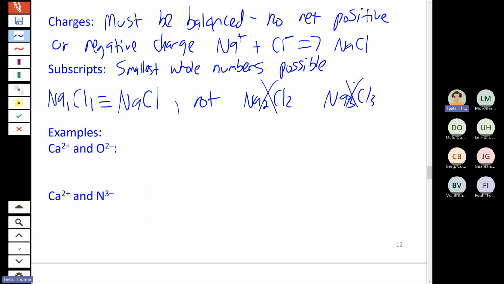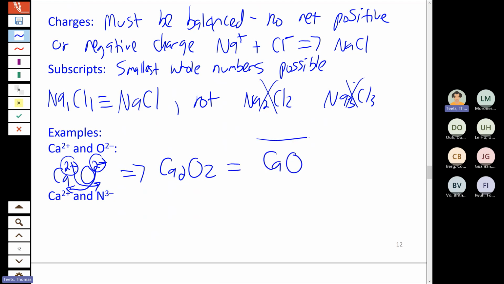And what you can do in this case is you write out the charges, and then the charge on one ion becomes the subscript on the other. So this 2 here becomes the subscript on oxygen. This 2 here becomes the subscript on calcium. So you could write it as Ca2O2, but then we need to reduce it because 2 to 2 reduces down to 1-to-1. So this would also be a 1-to-1 ionic compound, CaO, 1 calcium, 1 oxygen. In this case, the charges are +2 and -2, but they still balance out if we just have 1 cation and 1 anion.